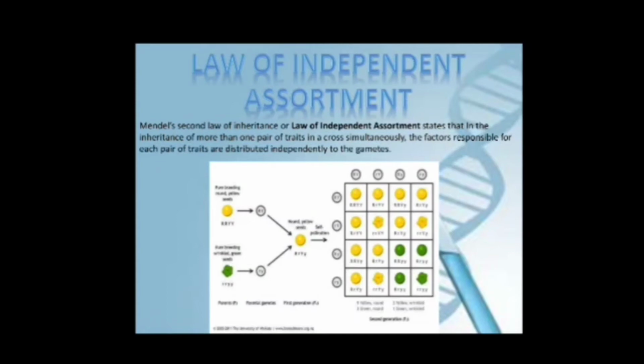Now, to simplify it, let's study this from the beginning. To make an accurate prediction, we need to know whether the two genes are inherited independently or not.